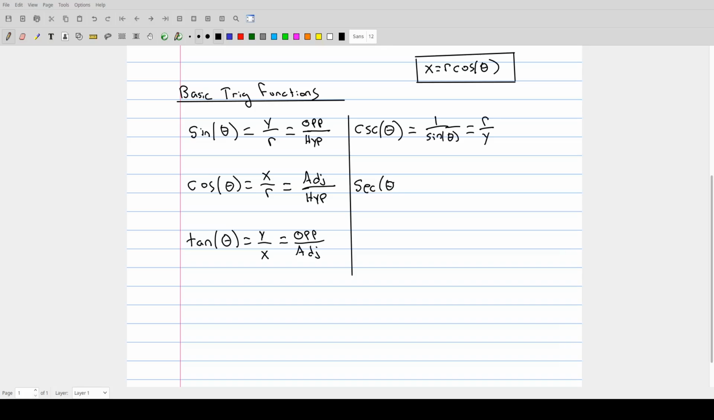We have the function called secant theta, which is 1 over cosine theta, which simplifies to 1 over x over r, or just r over x. And then lastly, we have what's called cotangent of theta, which is 1 over tangent of theta, or x over y.